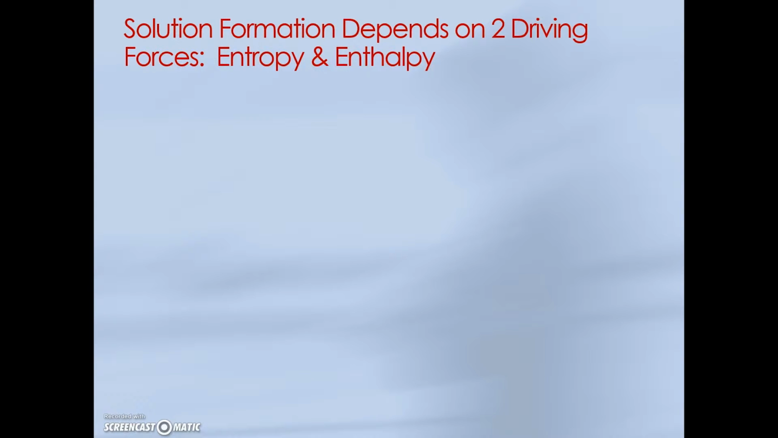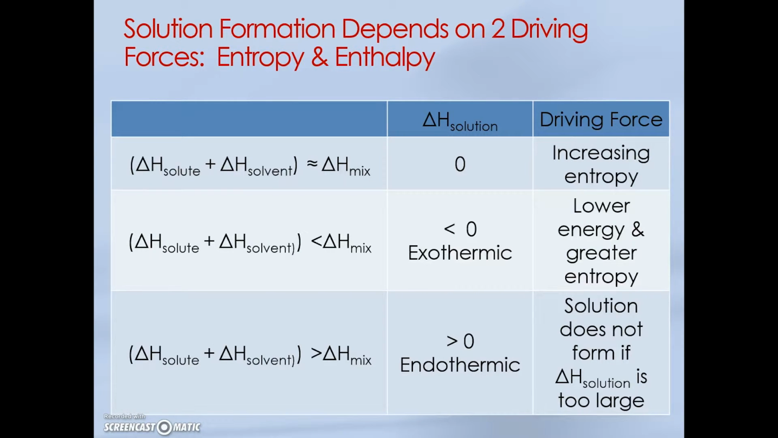So the formation of a solution depends on 2 driving forces, entropy and enthalpy. When the enthalpy of solute and that of the solvent is approximately equal to the enthalpy of mixing, the enthalpy of solution will be 0. And the driving force is based on increasing entropy, randomness. However, if the sum of enthalpy of solute and solvent is less than the enthalpy of mixing, then the enthalpy of solution will be exothermic, negative, and there are 2 driving forces in this: 1, the lower energy, and 2, the greater entropy. Finally, when the enthalpy of solute and solvent is greater than the enthalpy of mixing, then the enthalpy of solution will have a positive sign. This is endothermic. If the enthalpy of solution is too large, being positive, that means the solution would not form.